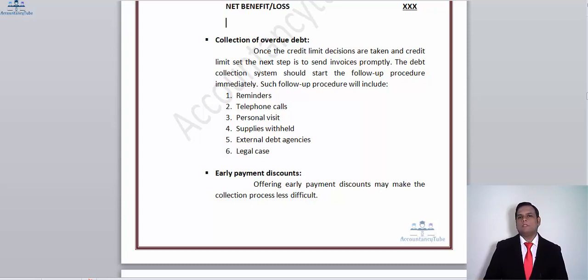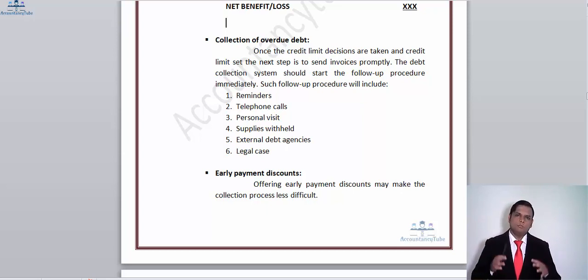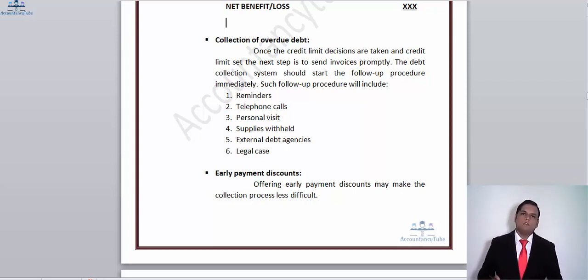And if that also doesn't work because of the size or power of the customer, the final resort that the business has is to go to the court, to knock at the door of the court, so they can bring their customers to justice in a legal case. That's the collection of overdue debt area. That's how we will be doing it.